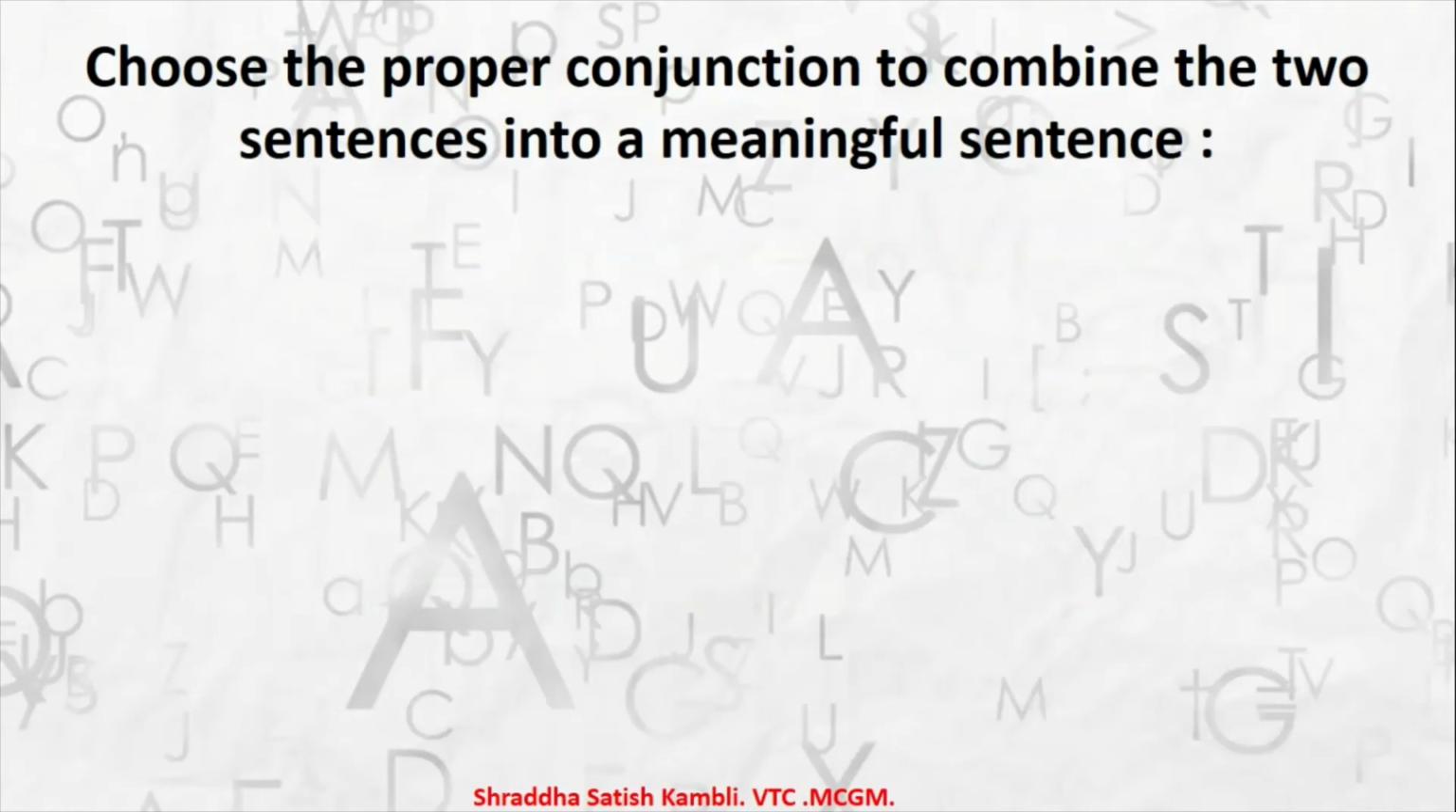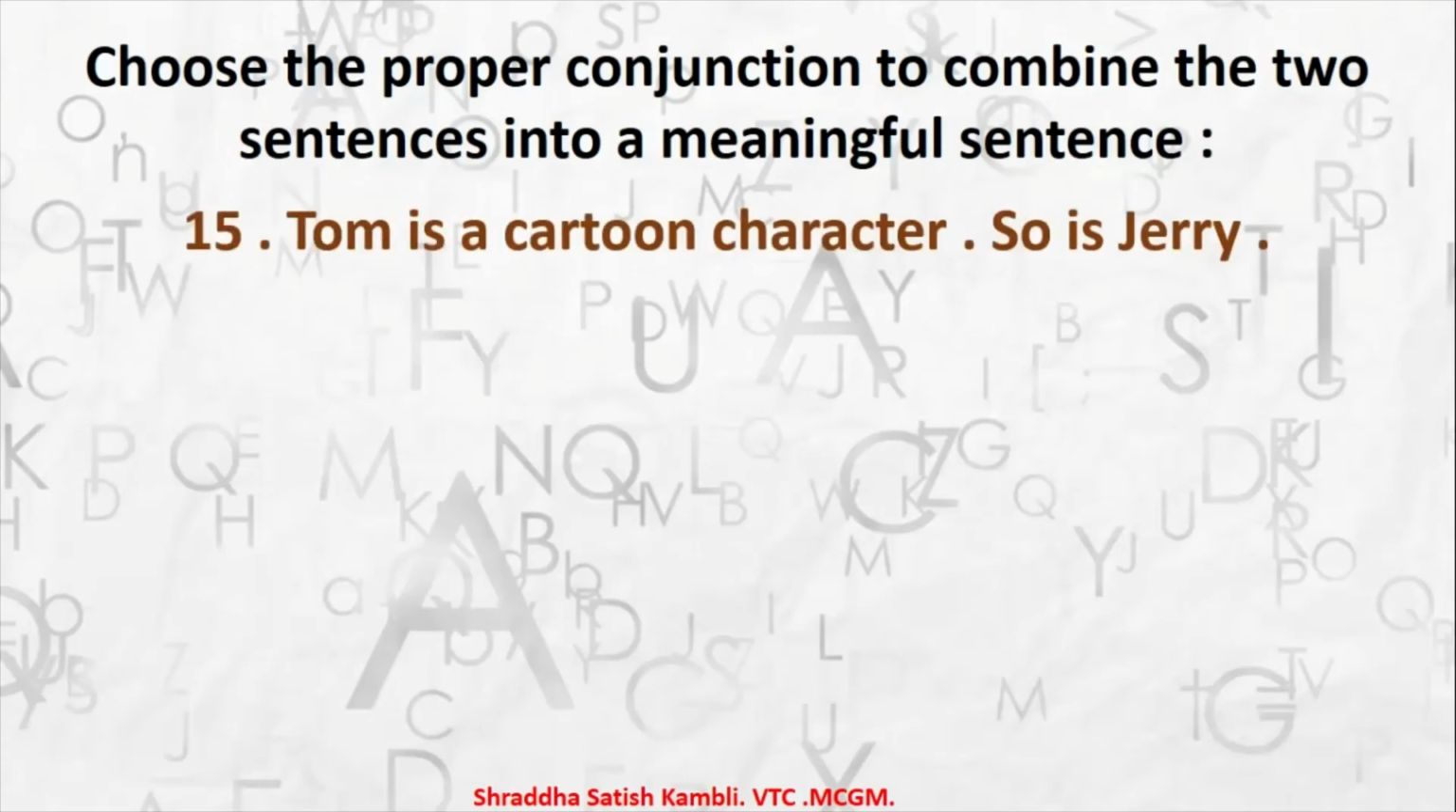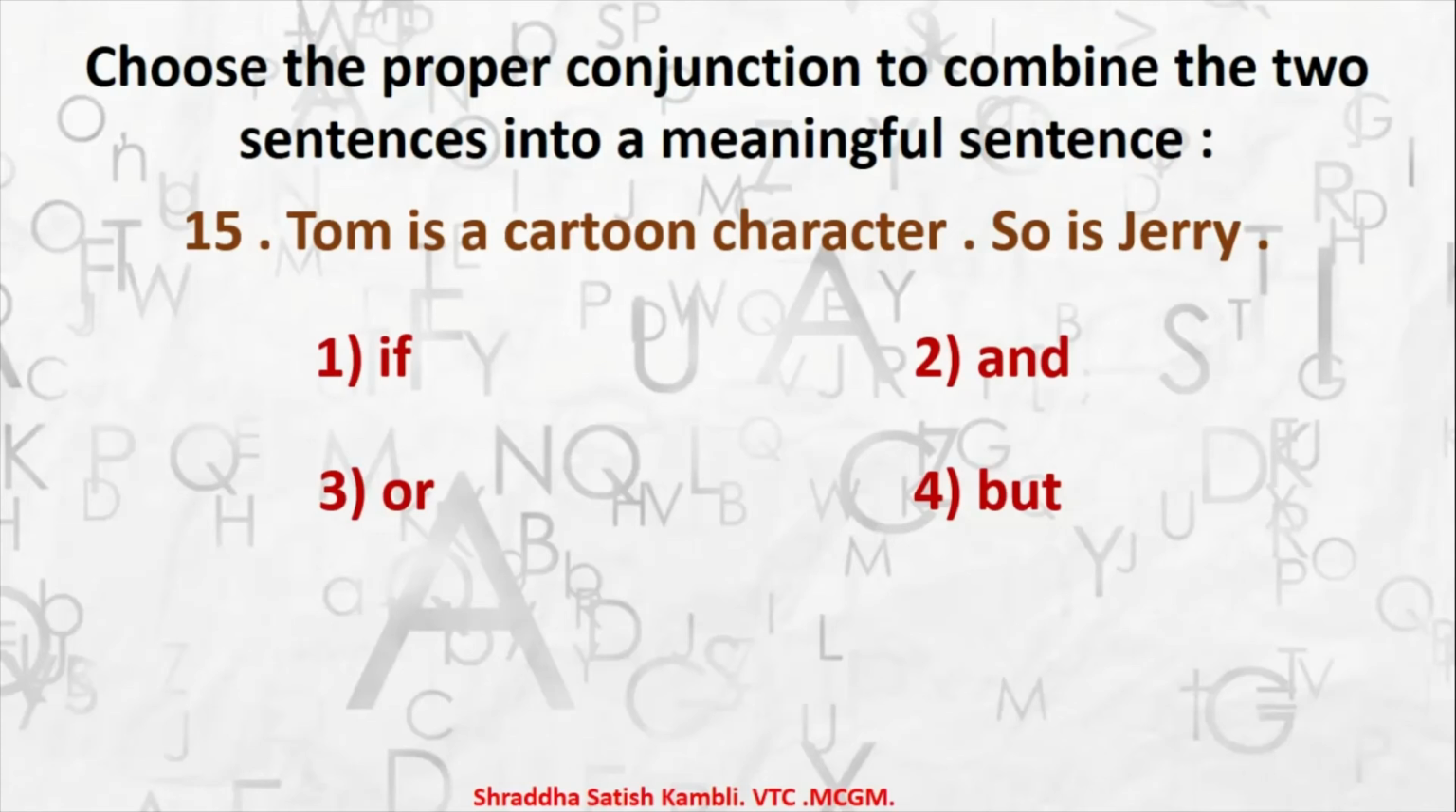Coming to the last example for today. Tom is a cartoon character, so is Jerry. So you will say, Tom is a cartoon character, if so is Jerry. See, sometimes we're changing the way the sentences are written. We're dropping certain words and we're changing the form of certain words, like we did in the previous example. So here also, the way you will add the conjunction in the sentence will change. You will not just directly add the conjunction and not change the other sentences, okay? There is a slight difference here.